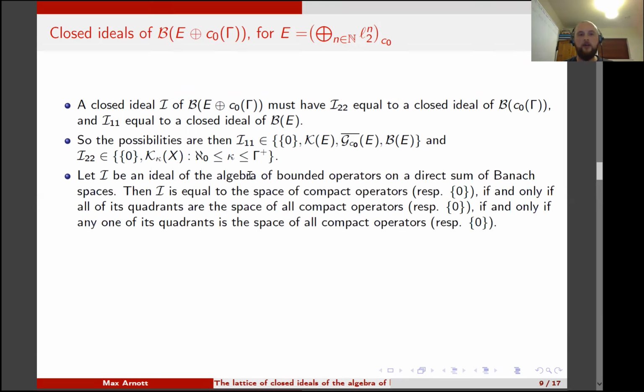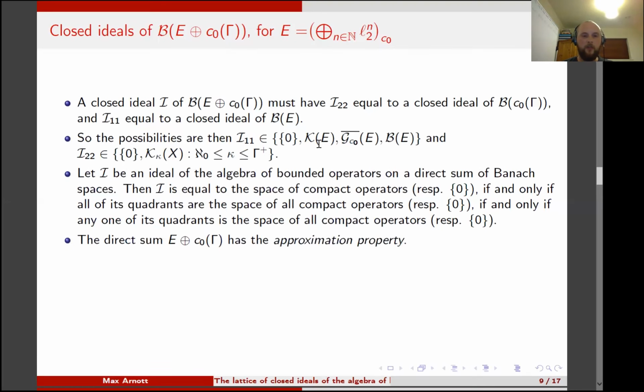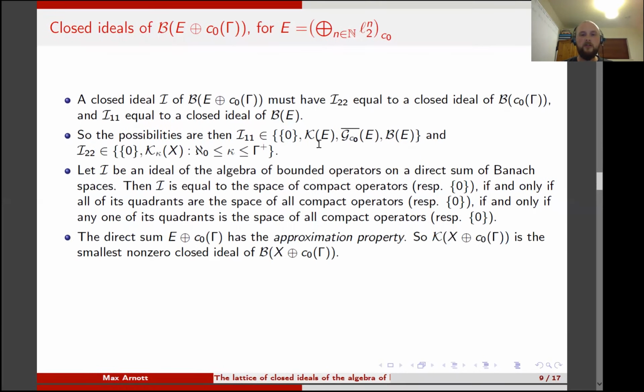So the only time the compact operators can appear as one of the quadrants is if all of them are. And the same goes for 0. So what you can do using this is rule out the first two ideals from these quadrants as well. The direct sum has the approximation property, meaning that the compact operators are the closure of the finite rank operators, which tells you that the smallest non-zero ideal is the compact operators here.